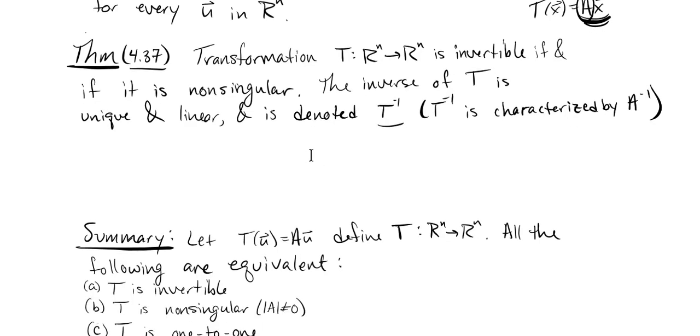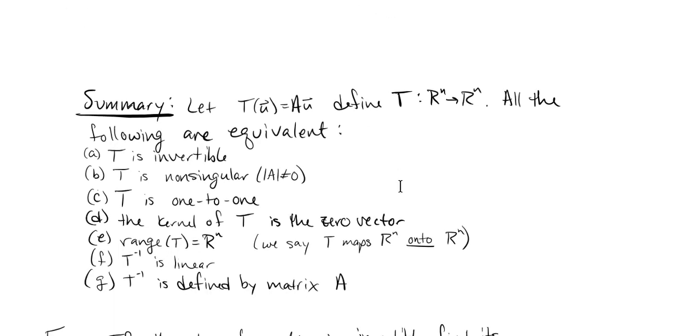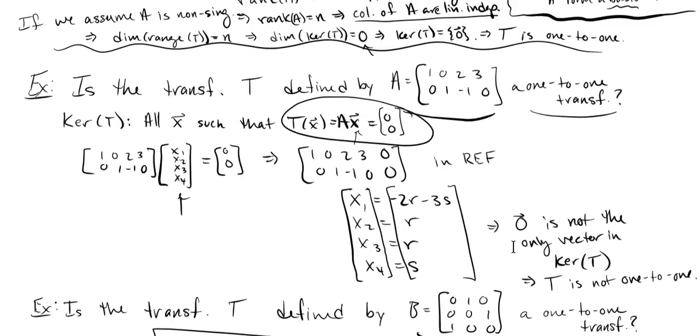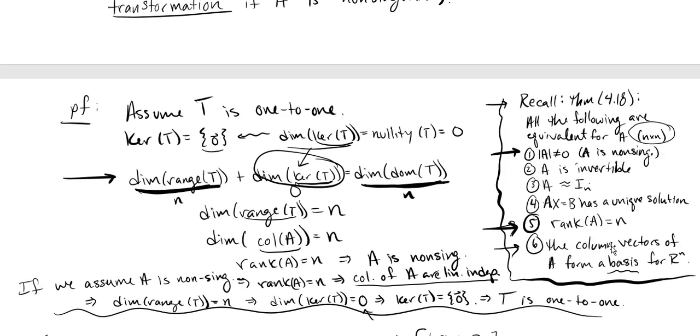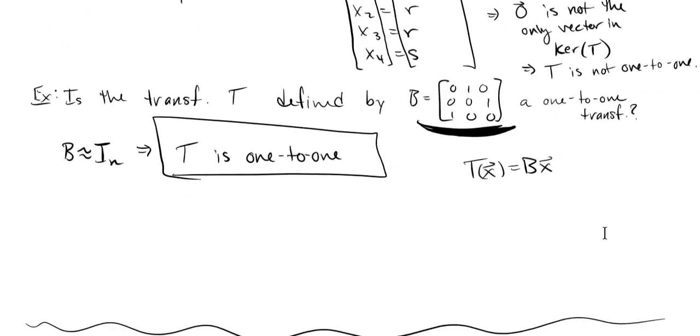Okay, so let's see a big summary of everything we've talked about here. There are a lot of moving pieces, a lot of connecting back to old ideas. Let T of U be a transformation represented by matrix multiplication by matrix A times U, defining a transformation Rn to Rn, meaning A is an n by n matrix. All the following statements are equivalent. This is pretty similar to a previous theorem up here, but now we're viewing it through the lens of transformations.